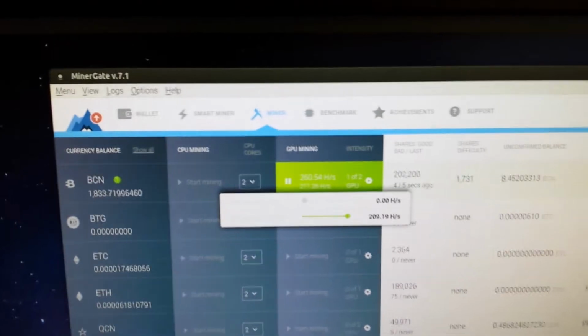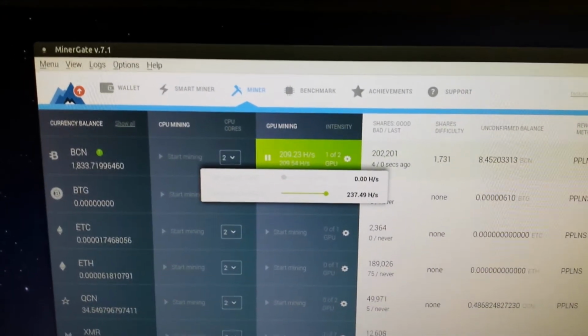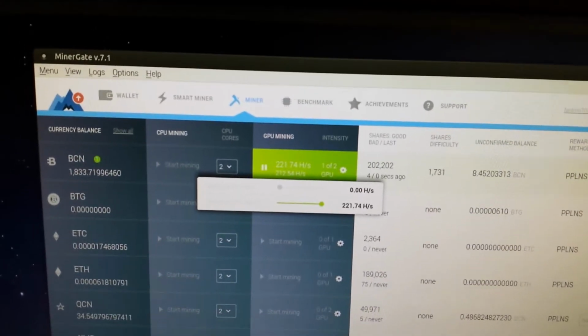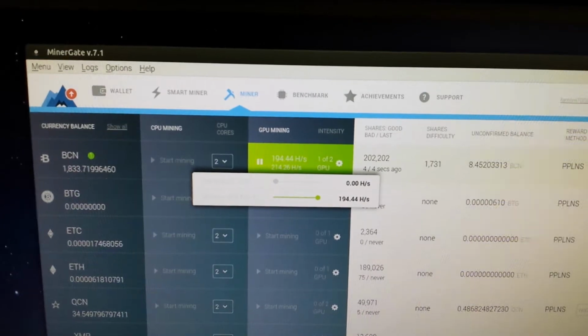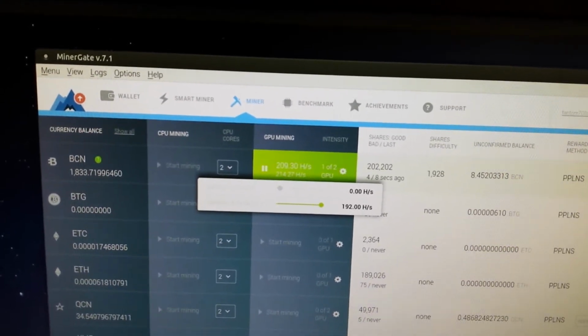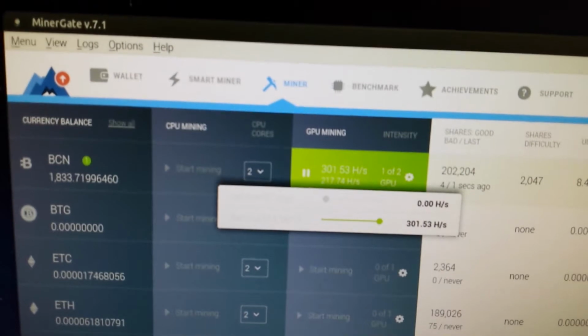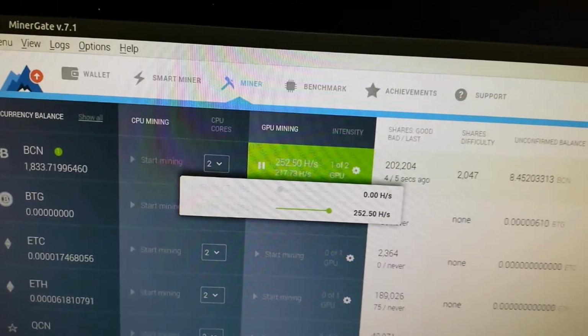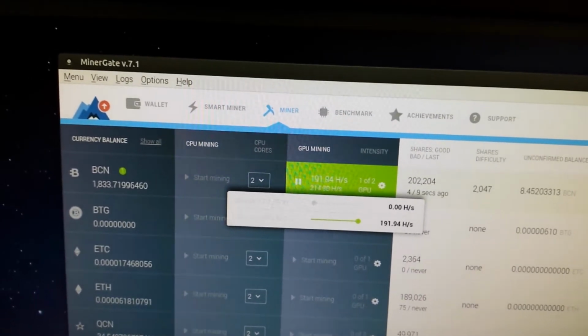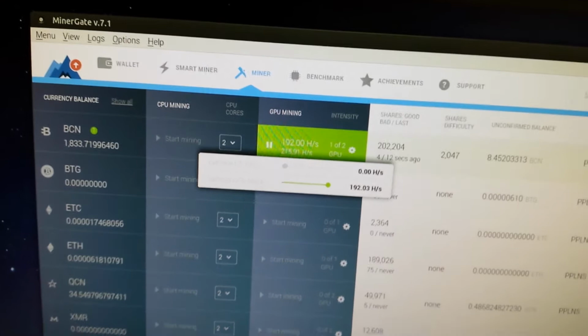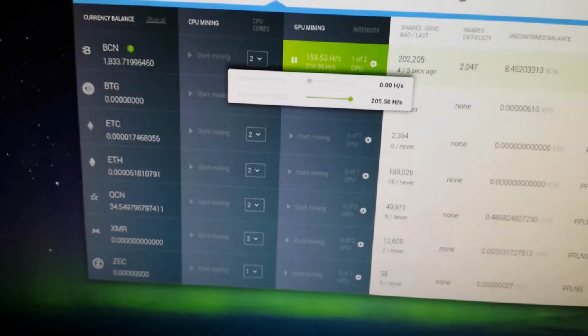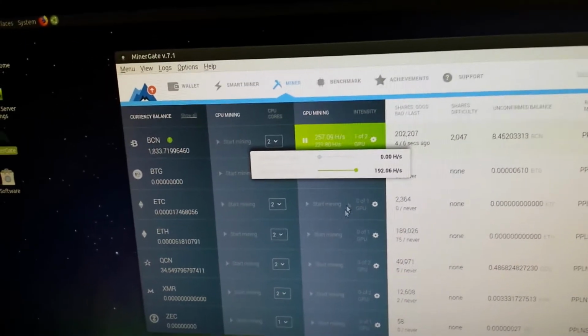So now we'll see. I have Minergate 7.1. I am mining Bitcoin. Okay, we see the GTX 560 Ti is roughly between 190 and 200 hashes per second. Sometimes it jumps to 300, but it's almost always between 190 and 200. And as we see, this one is not working with Ethereum or other coins. This one needs more memory.